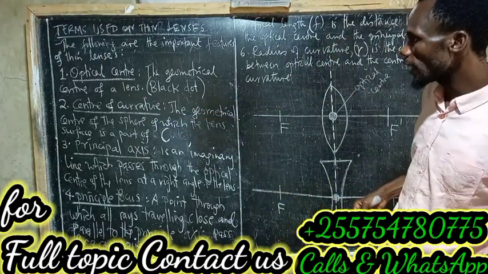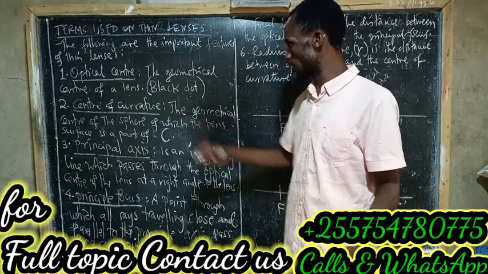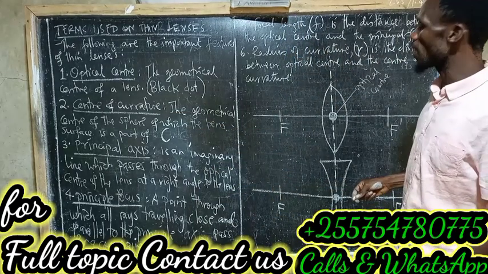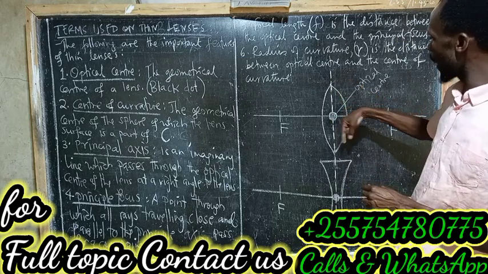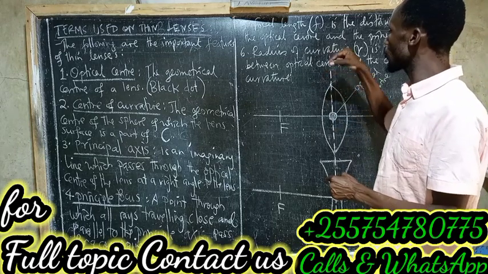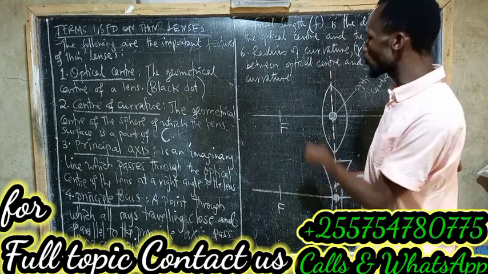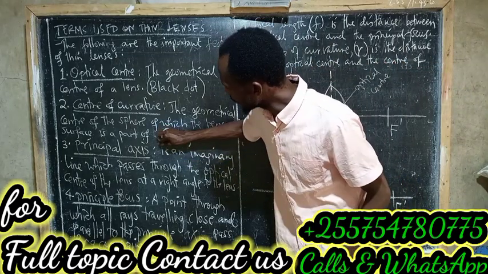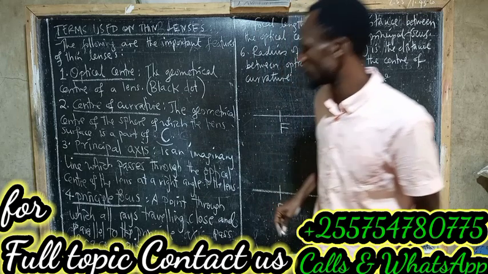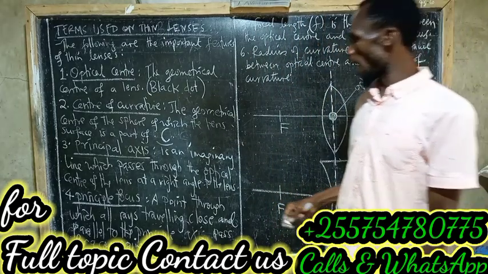And the second thing is called center of curvature. It is the center of a sphere of which a lens is a part, because a lens is a part of a sphere. Now the center of a sphere is what we call the center of curvature, and it is denoted by letter C.